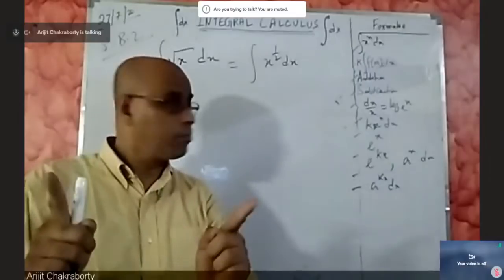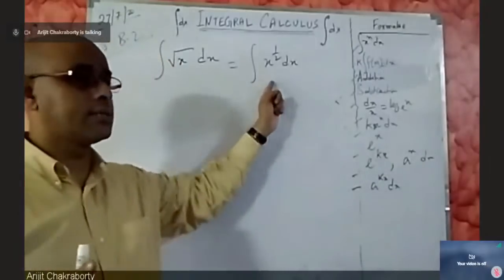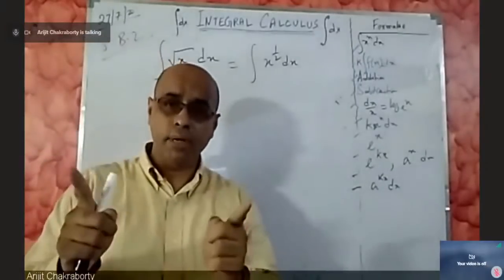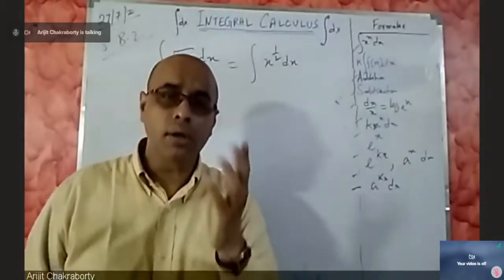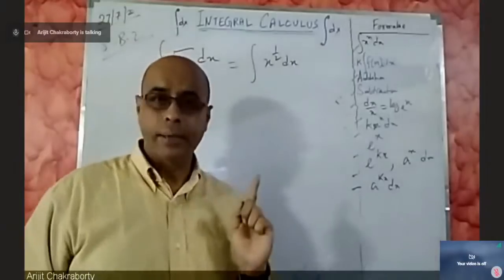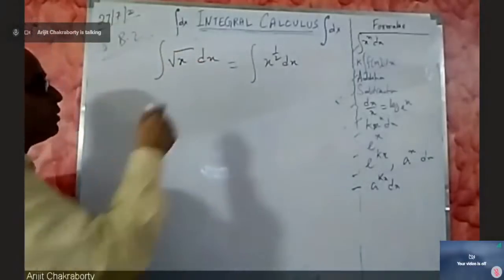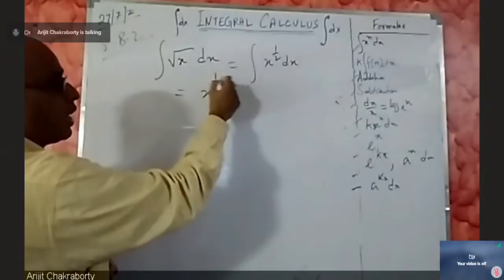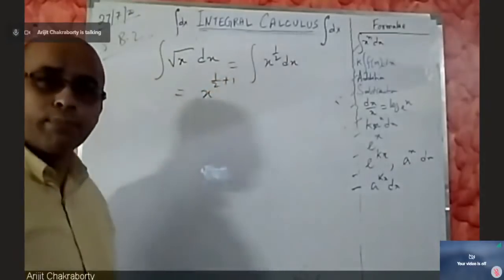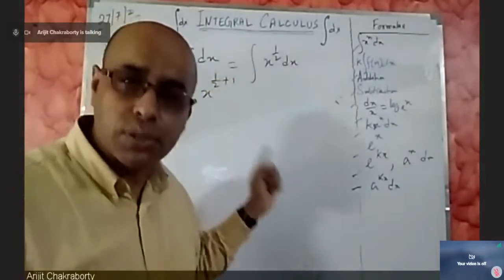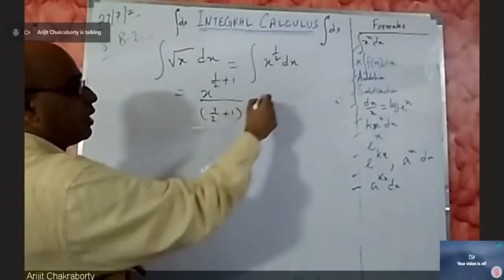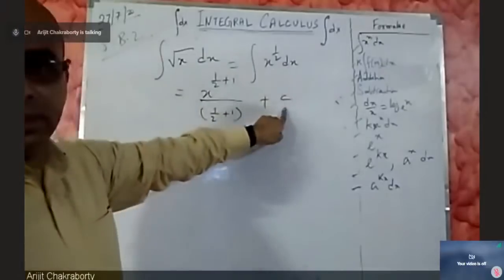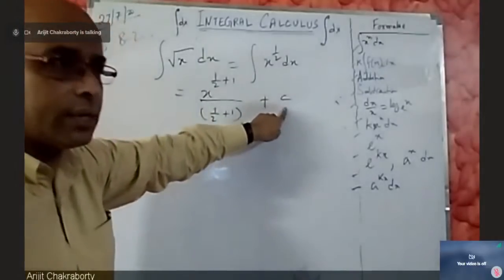Okay, so you know the formula: the integral of x to the power n dx is equal to x to the power n plus 1 divided by n plus 1, plus, of course, the constant of integration c. So in this case, it will become x to the power half plus 1, divided by again half plus 1, and we have the constant of integration, c or k, whatever you can add.